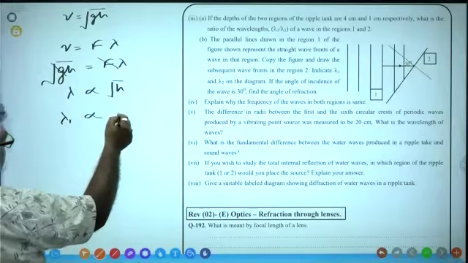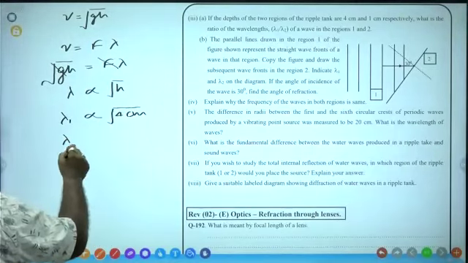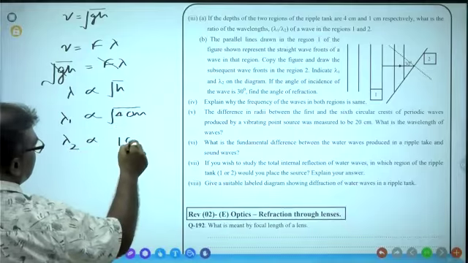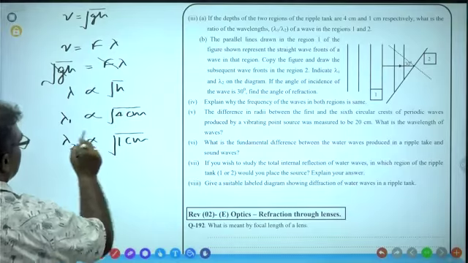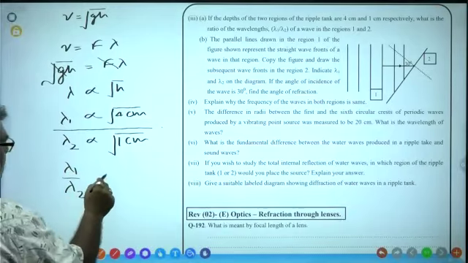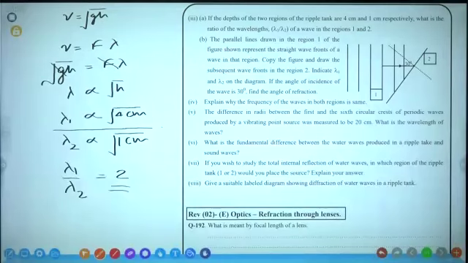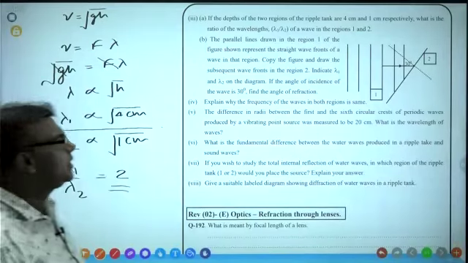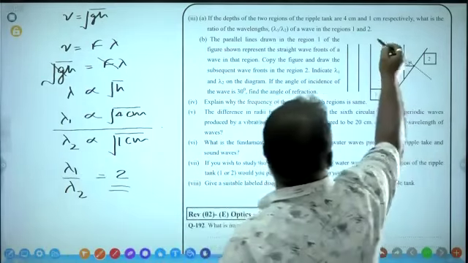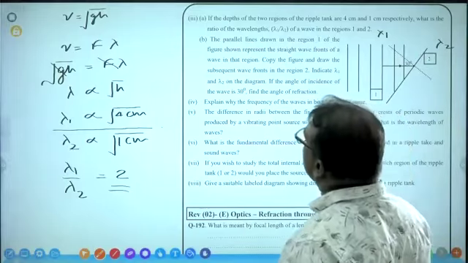Lambda 1 directly proportional to root 4 centimeters. Lambda 2 directly proportional to root 1 centimeter. Dividing each, lambda 1 over lambda 2 is 2. Here lambda 1, here lambda 2. B.